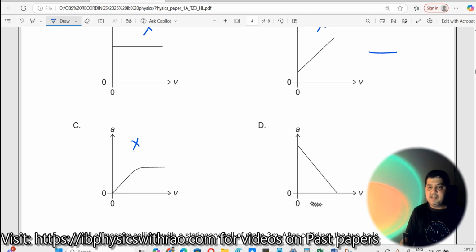And when it comes here, you see, as the velocity keeps on increasing, acceleration starts reducing. So D is the right one.